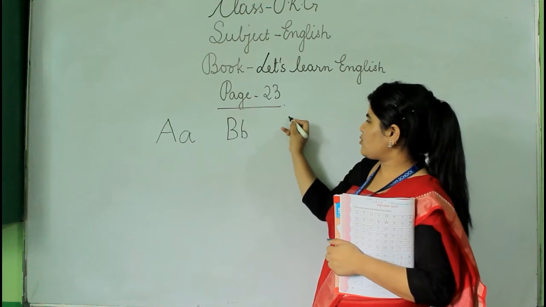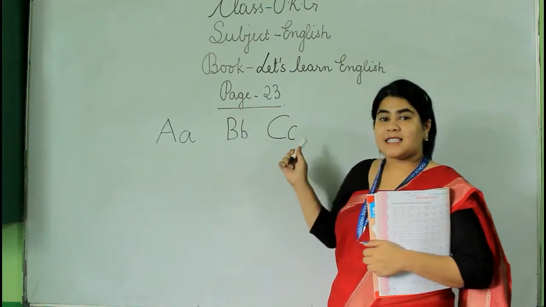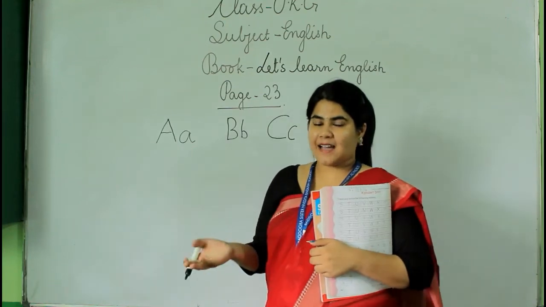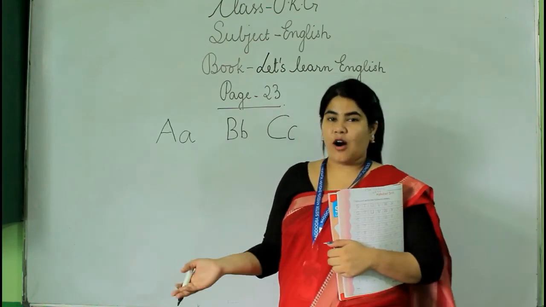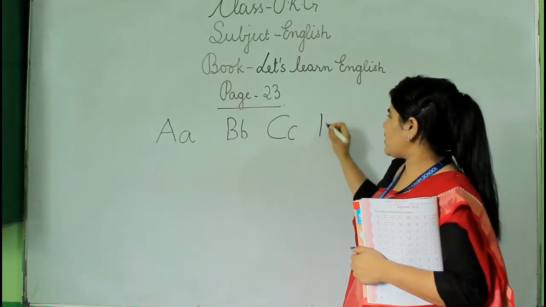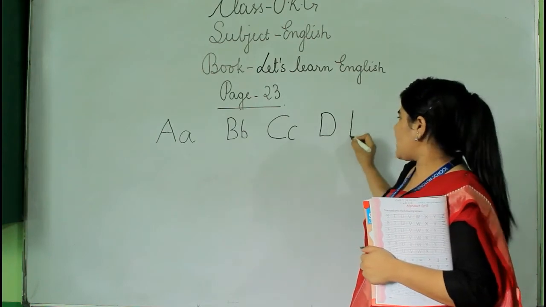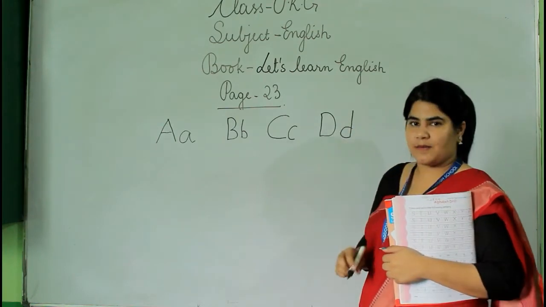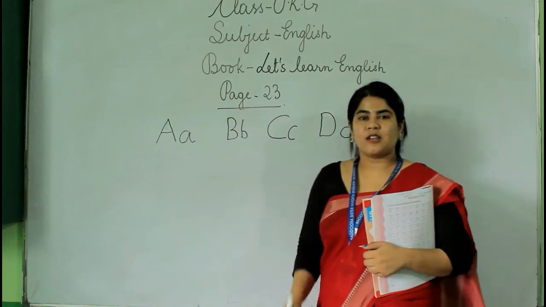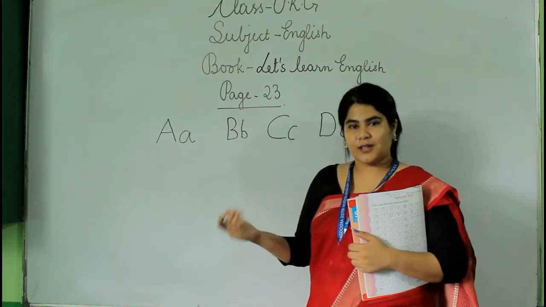Now let's move on to C. This is capital C and small c. C is for cat, cow, cot, okay? Now let's move on to D. One straight line, then a circle for capital and a straight line and a half circle for small. D is for dog, then doll, then dot, okay?